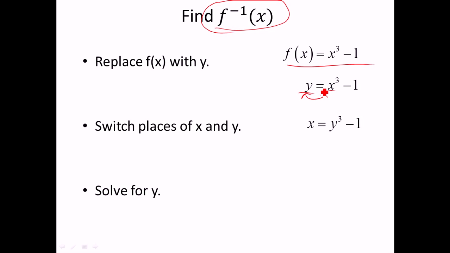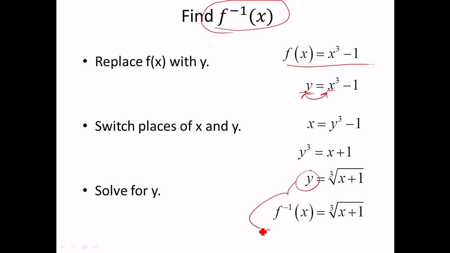After that, we're going to solve for y. Solving for y, you should go ahead and get y by itself. After you get y by itself, we'll take the cube root of both sides. We got the function. We have y equals the cube root of x plus 1. So then from there, we have the inverse. So we just change this y back into the inverse, and bam, we have it. f inverse of x is equal to the cube root of x plus 1. And that's how we find the inverse algebraically.